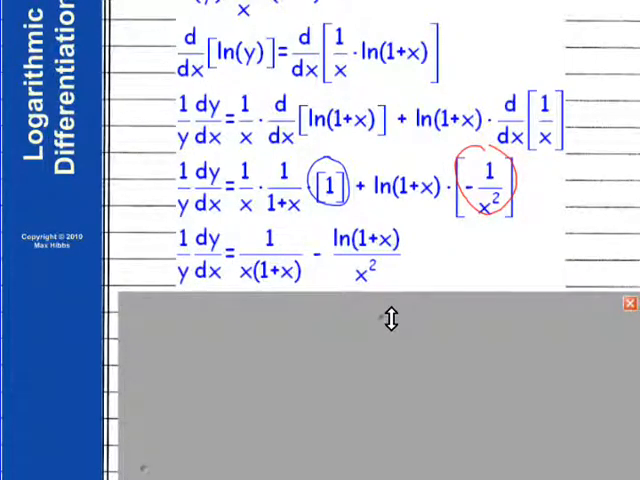So on the right-hand side, the first term just simplifies to 1 times 1 over x times 1 plus x. And so I've written that here. And then on the right side, we have a positive times a negative, which becomes minus. And we have the natural log times 1 in the numerator, so that's just natural log of 1 plus x, and then only x squared in the denominator. So we have the right side simplified. Now we multiply both sides by y.